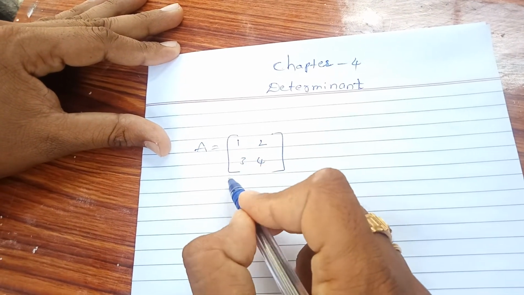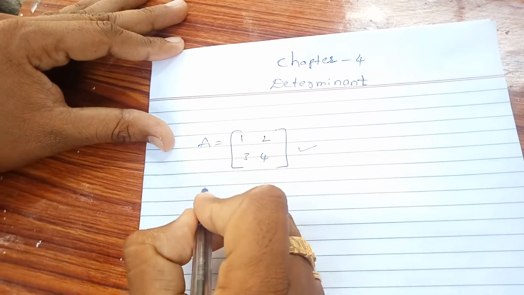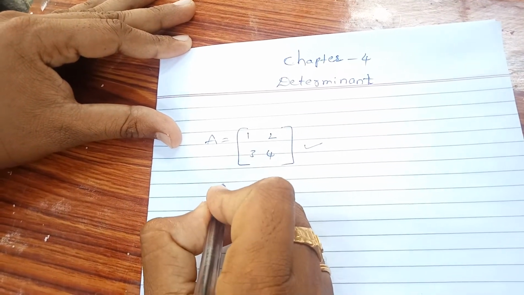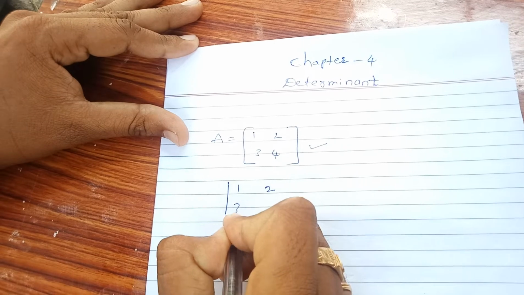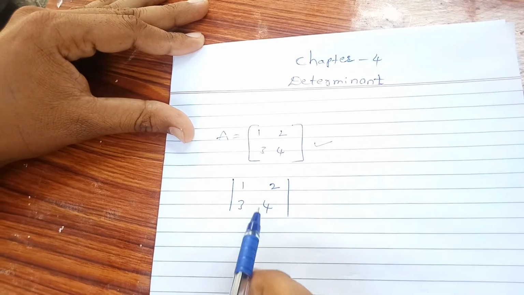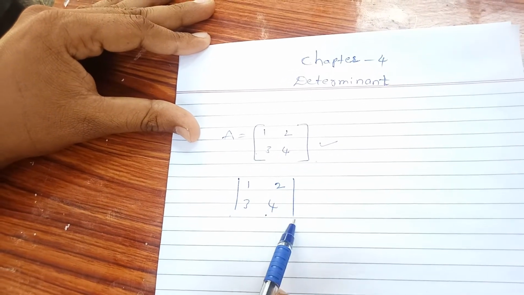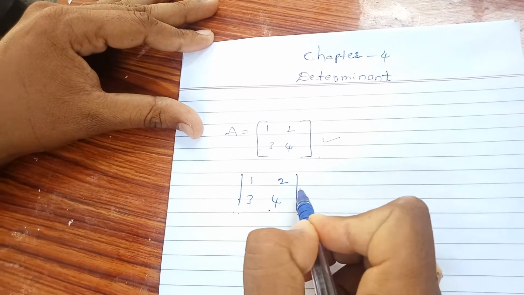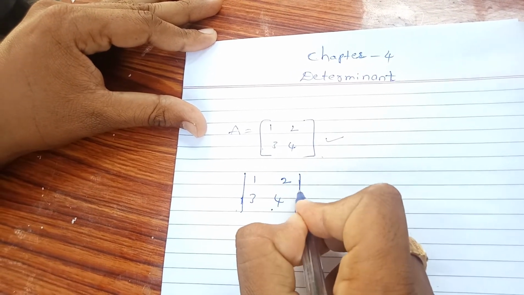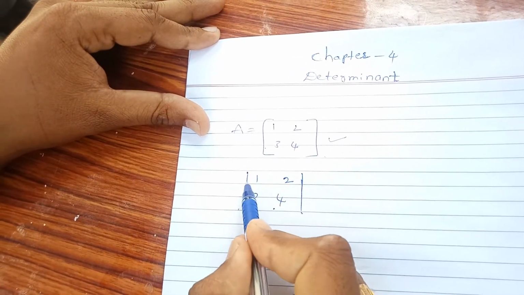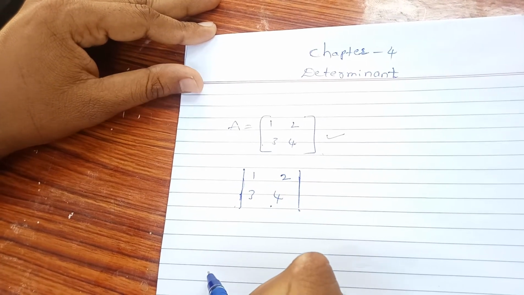Suppose I am going to write the determinant for this matrix, it means we can write this by using the symbol with 1 2 3 4. The elements are the same, but we are going to change the symbol here. See, this is like a modulus, but we won't say this is the modulus. The symbol indicates here the determinant.